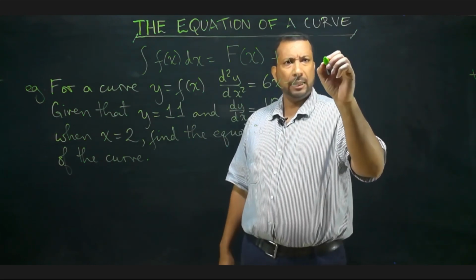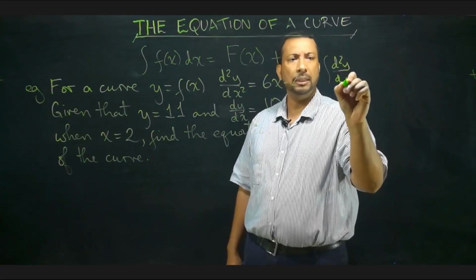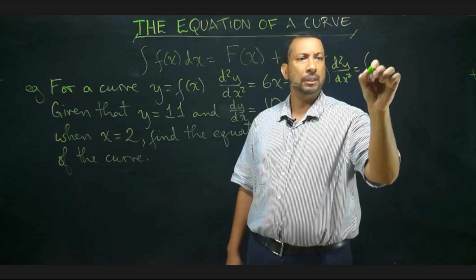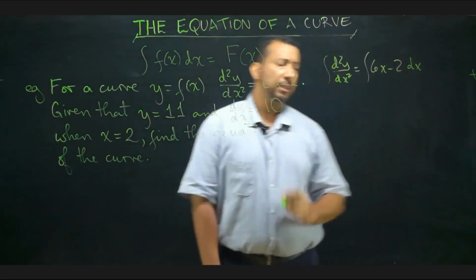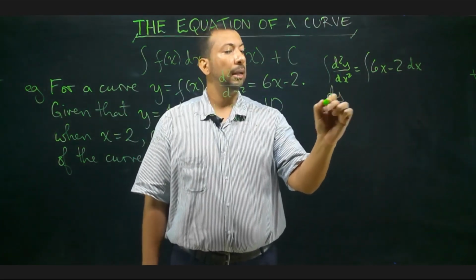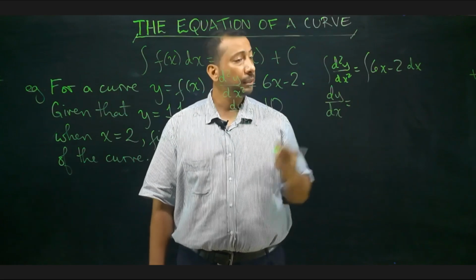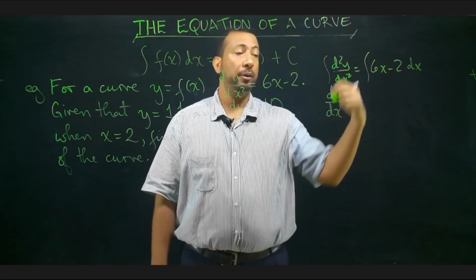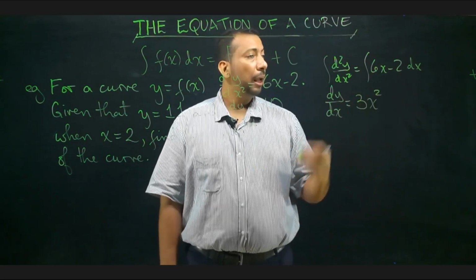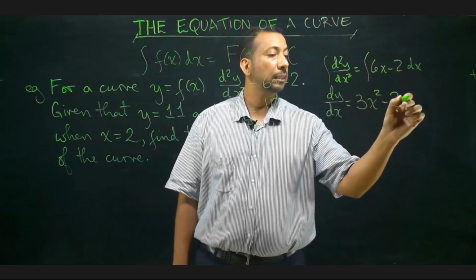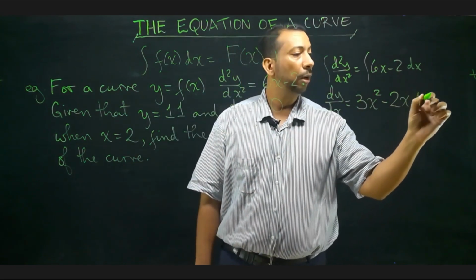So let's integrate our second derivative, d squared y over dx squared, right? So we integrate the 6x minus 2 with respect to x. If we integrate the second derivative, that will give us dy/dx. And if we integrate 6x minus 2 with respect to x, we'll get 6x squared over 2, but 6 divided by 2 is 3, so that is just 3x squared. And then the integral of negative 2 is minus 2x. And then again, because this is an indefinite integral, do not forget your plus c.